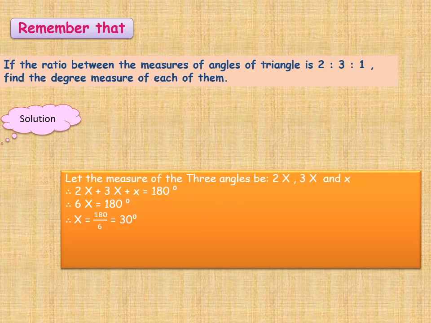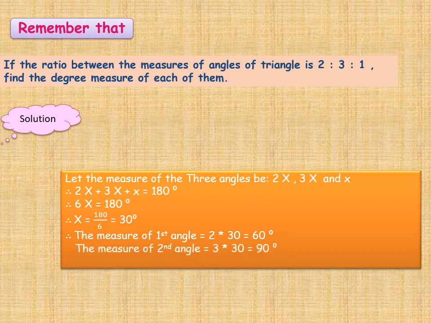How do we find the measure of the other angles? The first one, which is 2x, will be 2 multiplied by 30, which is 60, and the second one equals 3x, which will be 3 times 30. That means 90 degrees. So the three angles are 60, 90, and finally the third one equals 30.